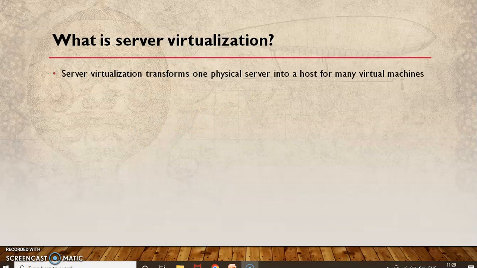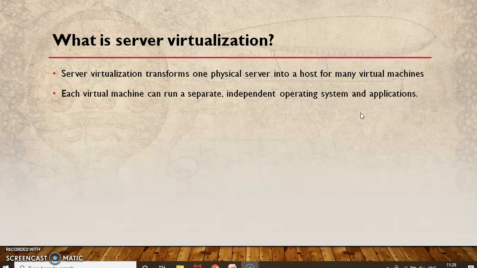So if you look at what server utilization and virtualization are, server virtualization transforms one physical server into a host of many virtual machines, and each virtual machine can run a separate, independent operating system and application, and even an IP address, a static IP address, something like 192 dot, you have an independent IP address provided to the virtual machine, and you can use the virtual machine.